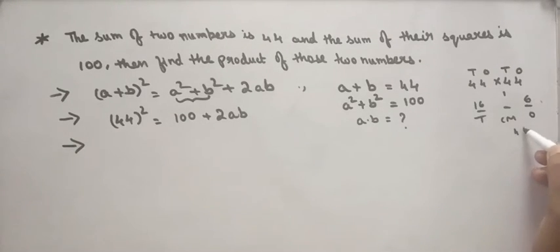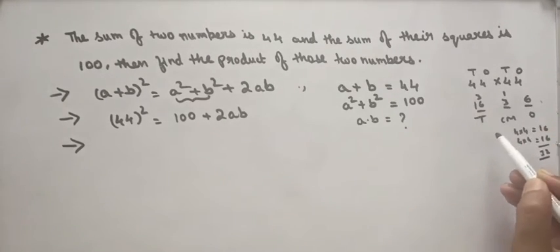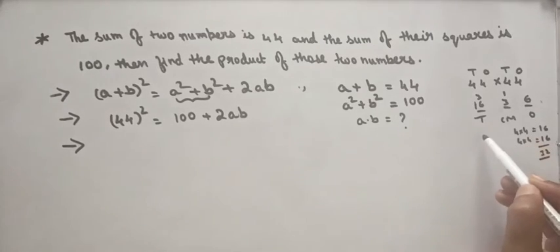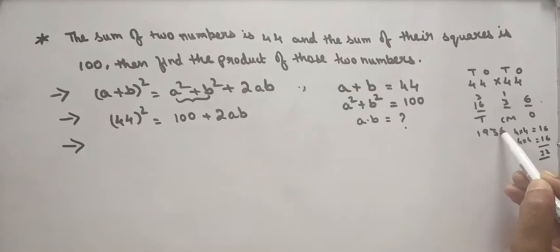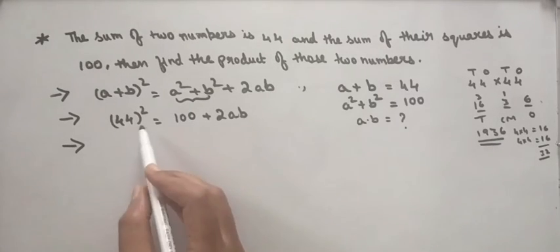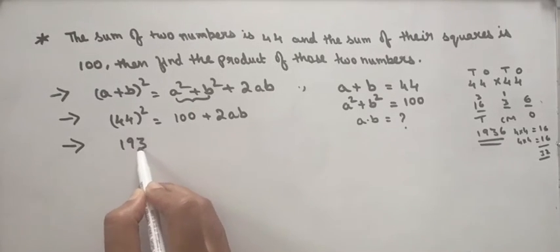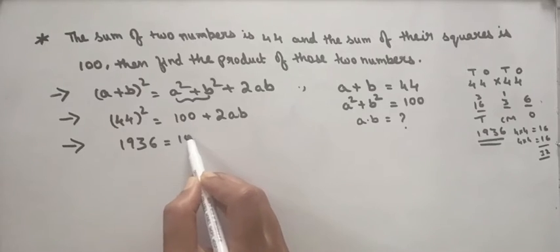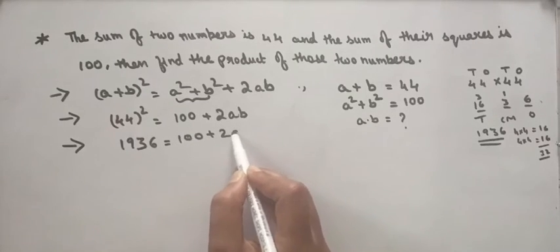Now cross multiplication. 32 plus 1 is 33. So 3 here and 3 here. So 16 plus 3 is 19. 1936. So 44 square is 1936 equals to 100 plus 2AB.